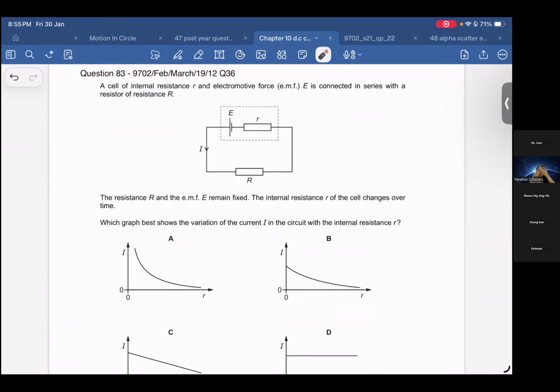Actually, in your AS, they like to ask this kind of question. So you need to rearrange the formula and then find out what the shape of the pattern is based on the equation. You need to know your mathematics very well about graphs. For example, x squared, how does the graph look? 1 over x, 1 over x squared. Okay, can you try?